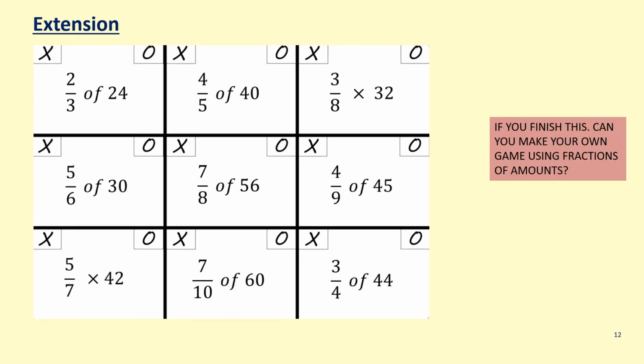And here we have extension activity. So if you would like to play with somebody, noughts and crosses, that's perfect. So in here you can put nought or cross based on if you know the answer to the question. So if you would like to do that, you're welcome to pause this video and play noughts and crosses.